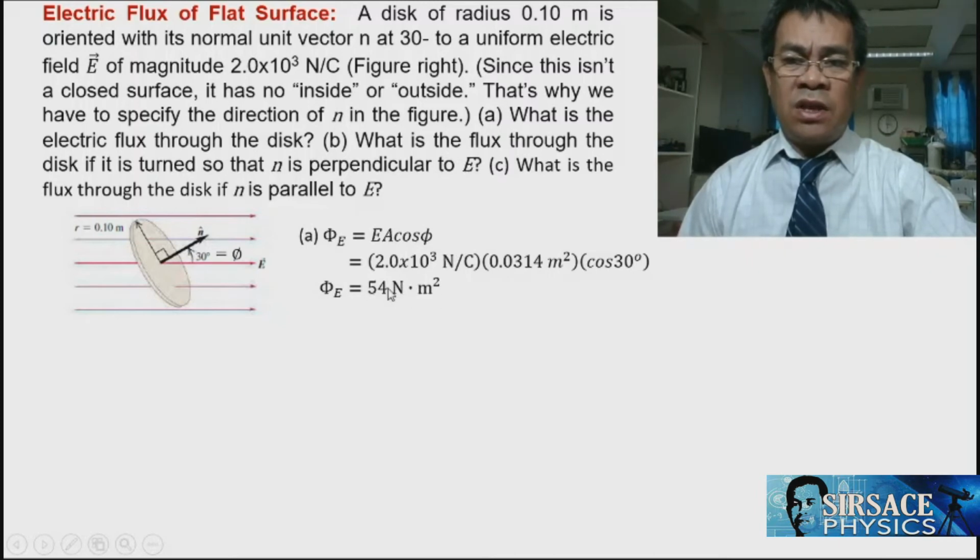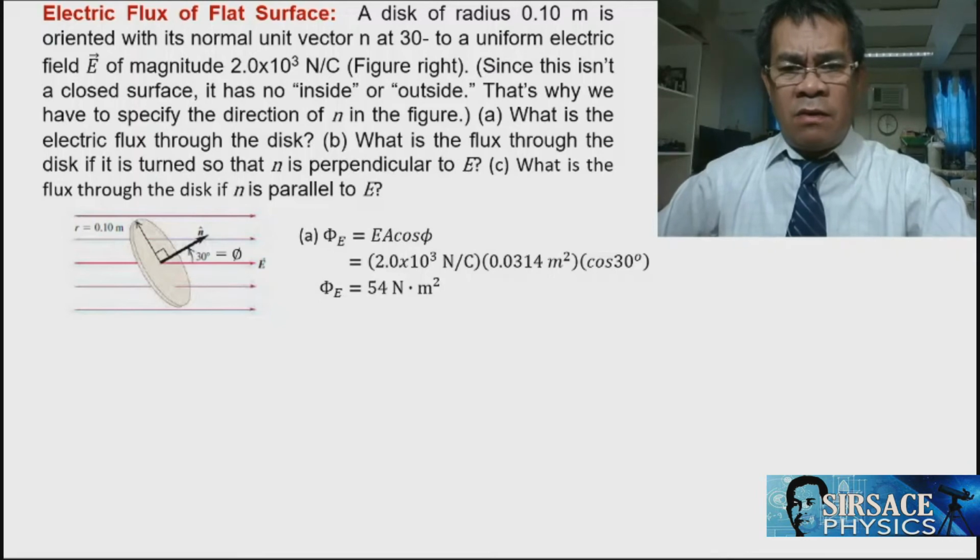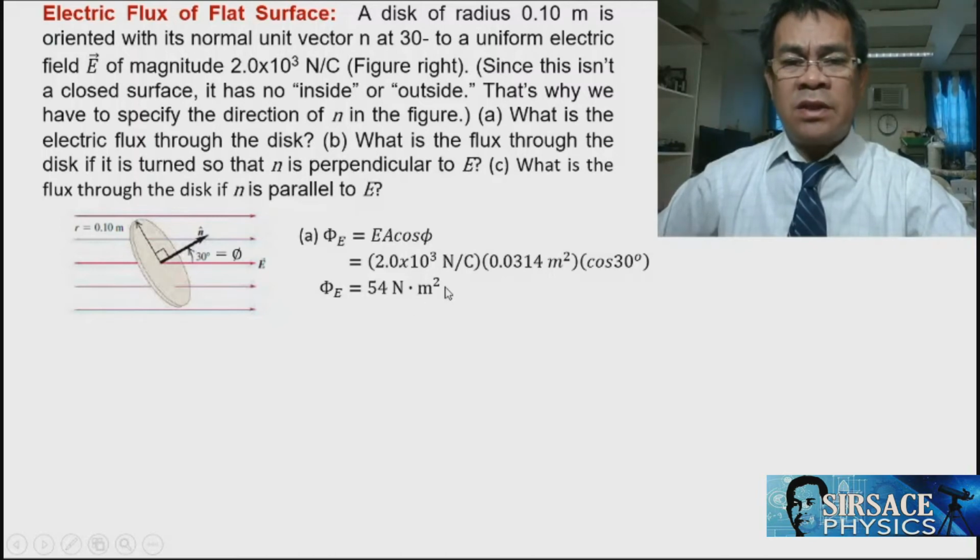Take note, this is the unit of flux. Why? Because the formula is the product of the electric field and the area. So electric field has a unit of Newton per coulomb. Sorry, this is Newton meter square per coulomb, because electric field, kindly correct this one. This is 54 Newton meter square per coulomb.